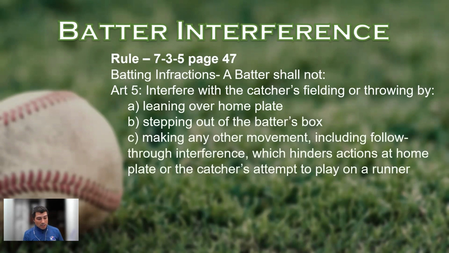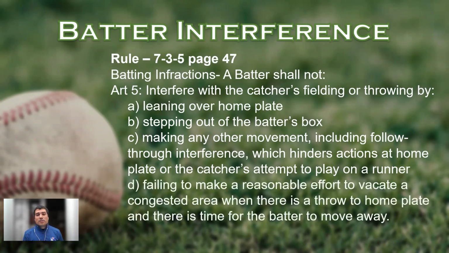C, making any other movement, including follow-through interference, which hinders actions at home plate or the catcher's attempt to play on a runner. Or D, failing to make a reasonable effort to vacate a congested area when there is a throw at home plate and there is time for the batter to move away. So when we think about these things, hopefully you can envision different scenarios where these things happen. And we've got lots of videos to follow here to help bring this home.